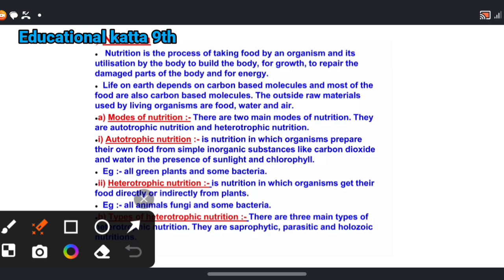So autotrophic mode of nutrition is a nutrition in which organism prepare their own food from simple inorganic substances like carbon dioxide and water in presence of sunlight and chlorophyll. Okay, this is not important, sunlight and chlorophyll, but still it is there.